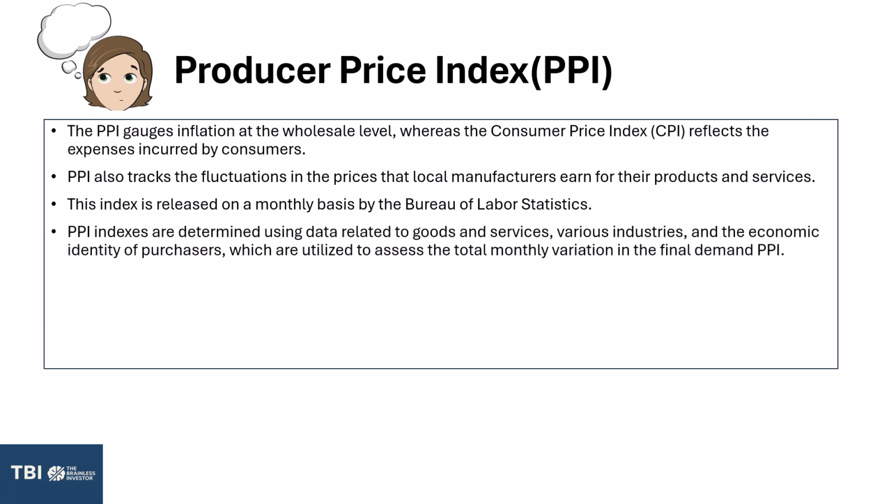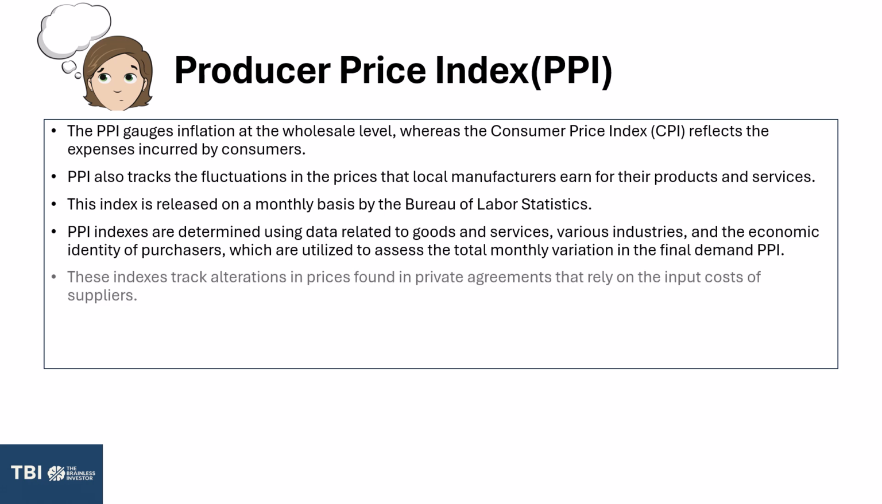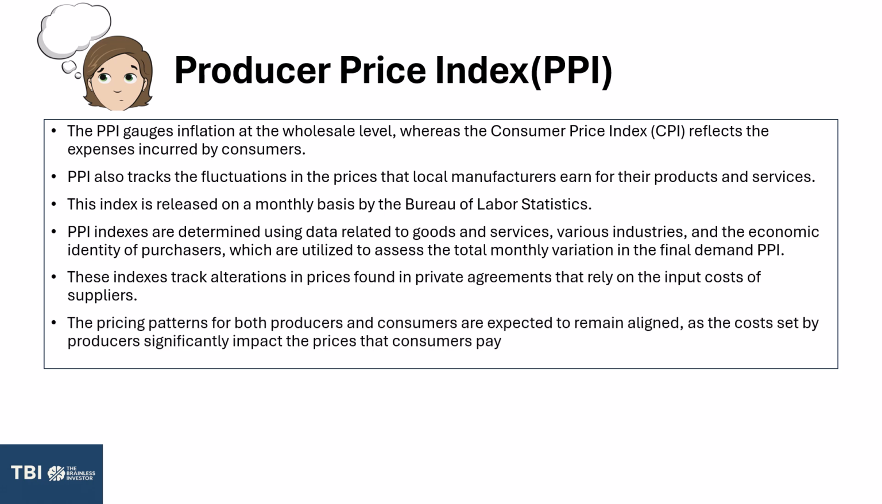PPI indexes are determined using data related to goods and services in various industries and the economic identity of the purchaser, which are utilized to assess the total monthly variations in the final demand of PPI. These indexes track alterations in prices found in private agreements that rely on the input costs of suppliers. The pricing patterns for both producers and consumers are expected to remain aligned, as the costs set by the producers significantly impact the prices that consumers pay.